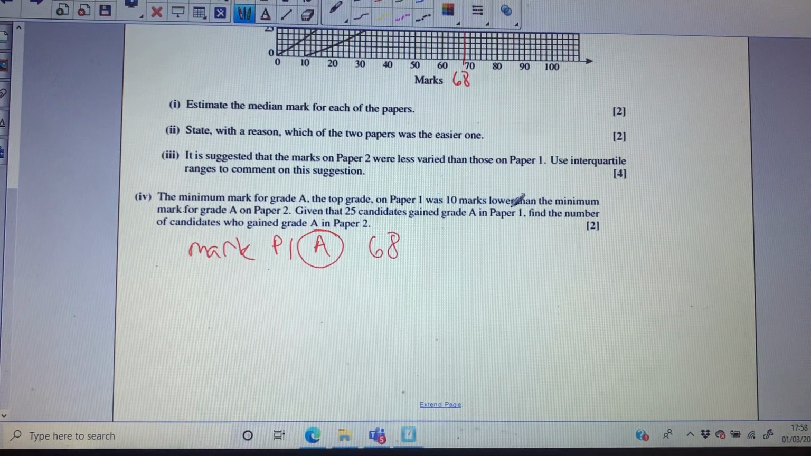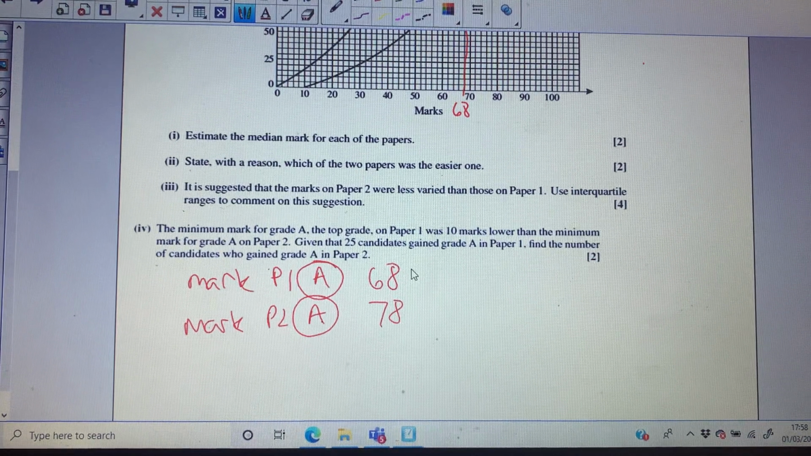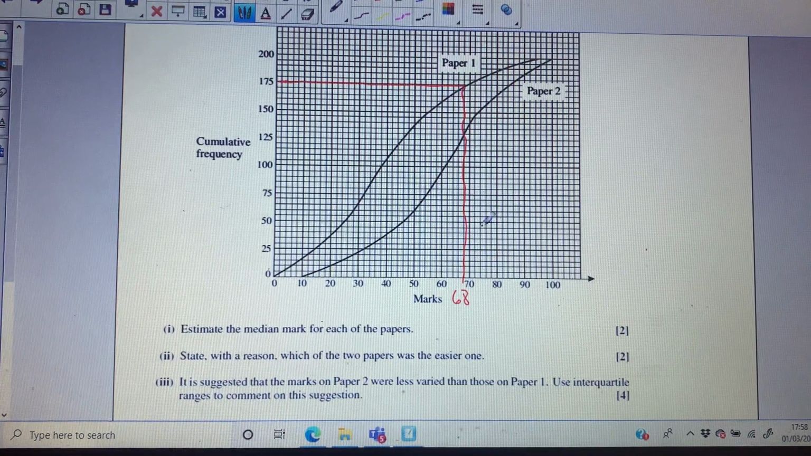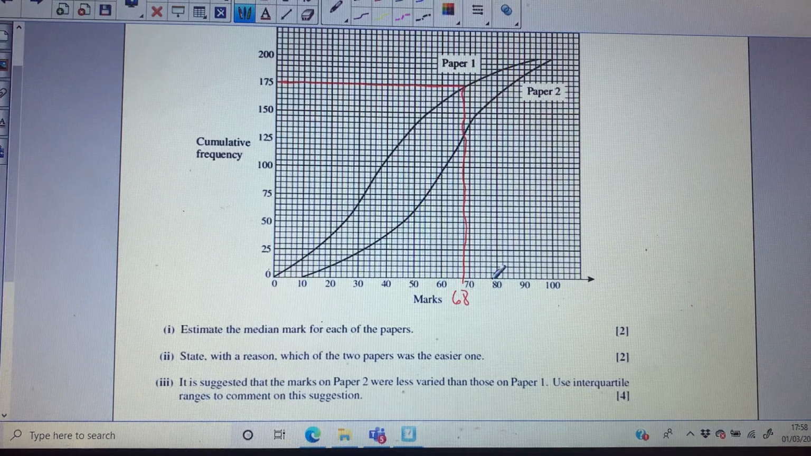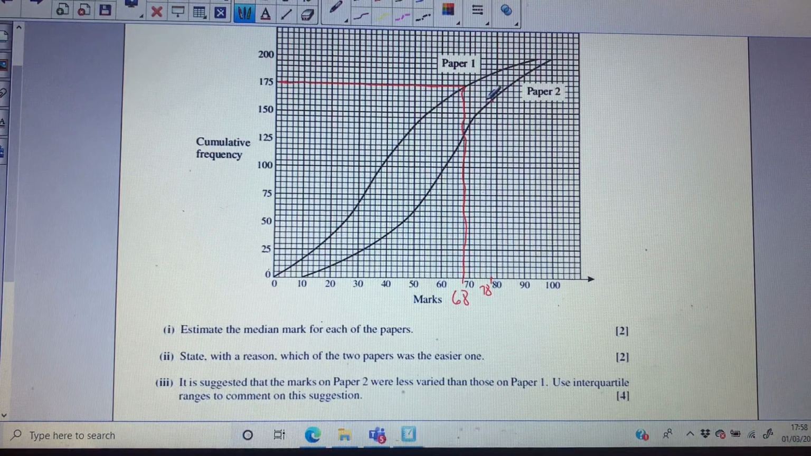And that is 10 marks lower than on paper 2. So on paper 2, an A would have to be 78. So let's now go to 78 and read off the cumulative frequency. So here's 78. Oh, it's so fiddly. I want to say 78, and then I think it's halfway between the squares.